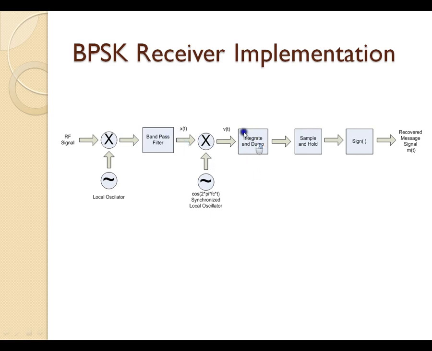Then it's fed into the integrate and dump circuit, which is used as a matched filter. We found from research that the best way to reduce noise, in place of a low pass filter, was to use an integrate and dump filter for a BPSK system. Then the sample and hold stage averages the signal to decide on the result for the binary bit. It takes multiple samples and holds a certain value depending on the average. Then the sign stage is the last stage, which we use to decide if it's a logical 0 or 1 from the sample and hold stage.